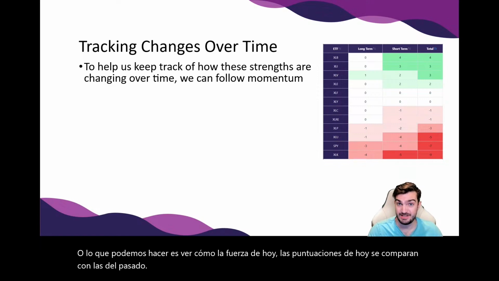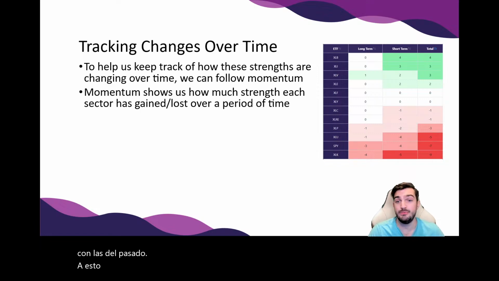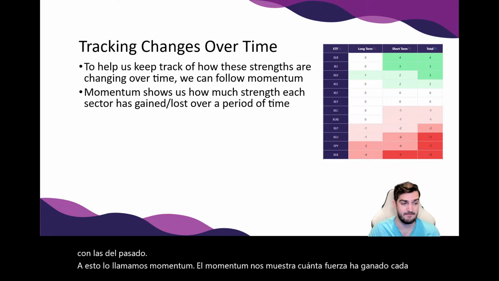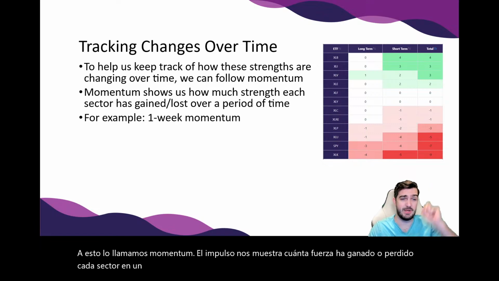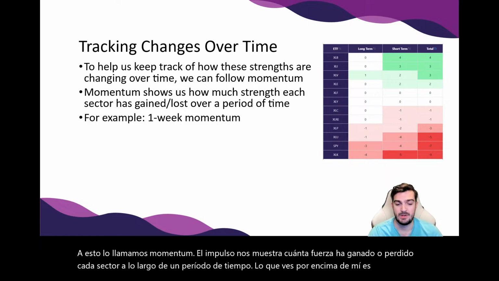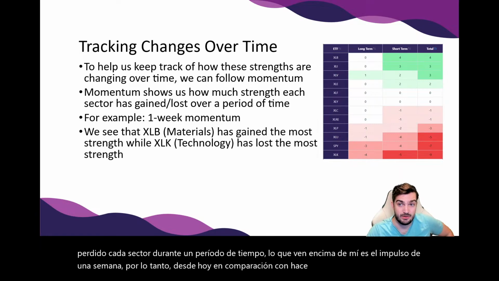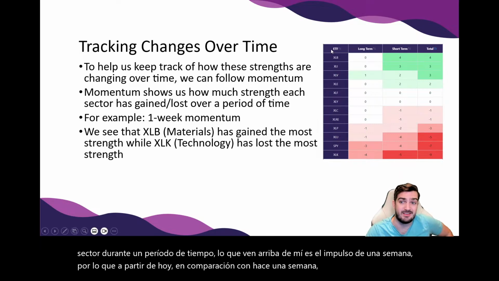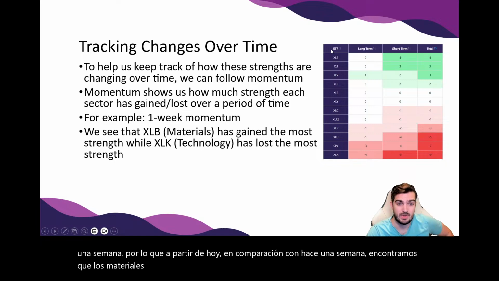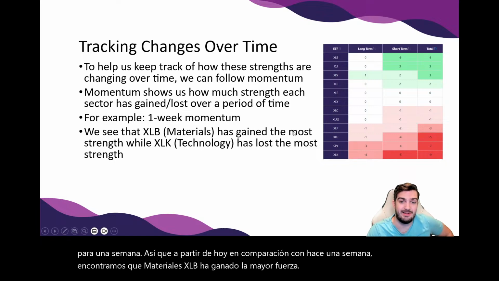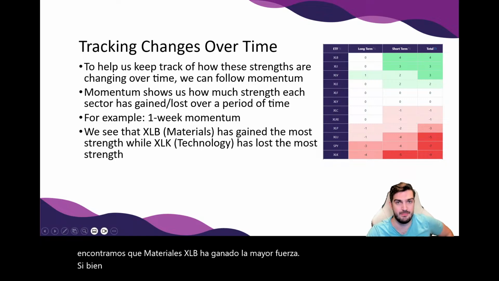We call this momentum. So momentum shows us how much strength each sector has gained or lost over a period of time. So what you see above me is the momentum for 1 week. So from today compared to 1 week ago, we find that materials, XLB, has gained the most strength, while technology, XLK, has lost the most strength.